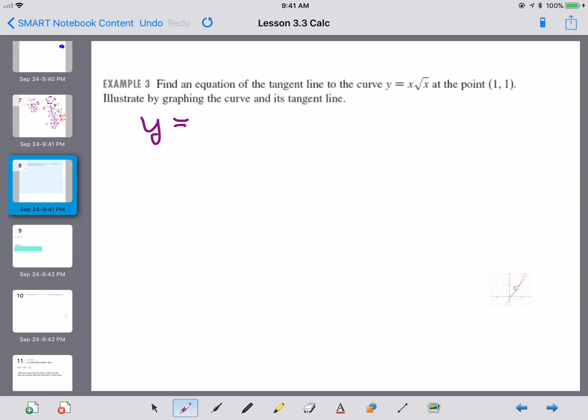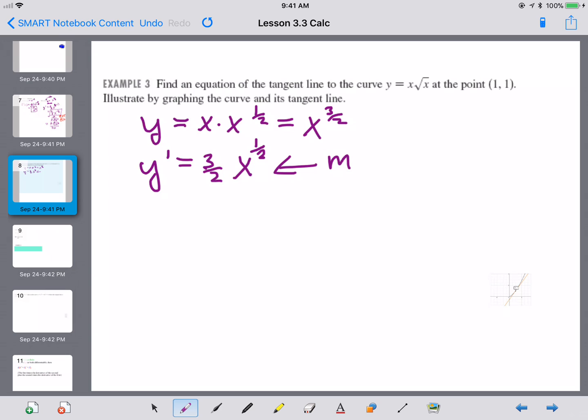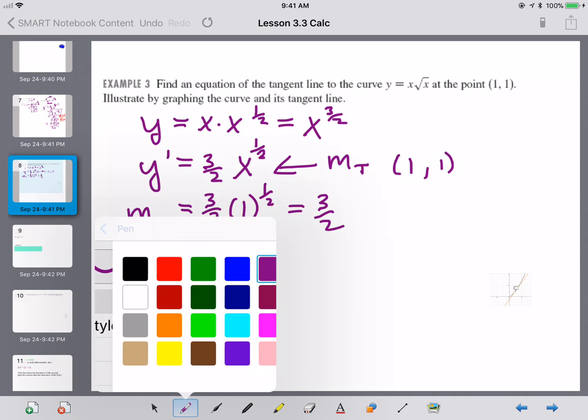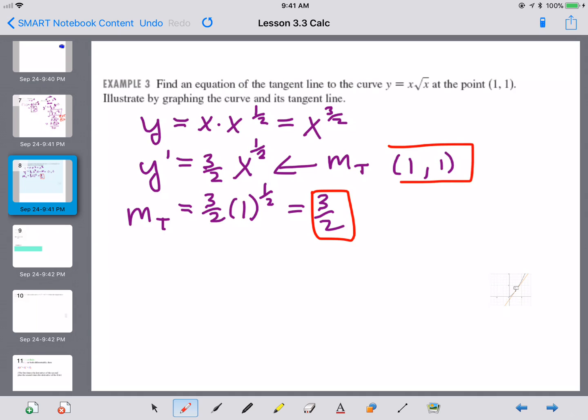So I would rewrite this equation as a power function so that I could find the derivative, so that I could just take and drop that power down in front and reduce the power by 1. Now, that is our derivative. Remember, that is going to be the equation for all our slopes of our tangents, and we want to use the point (1, 1). So our slope of our tangent that we are going to use is 3/2 times 1 to the 1/2, or 3/2.